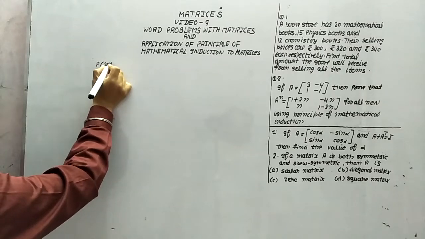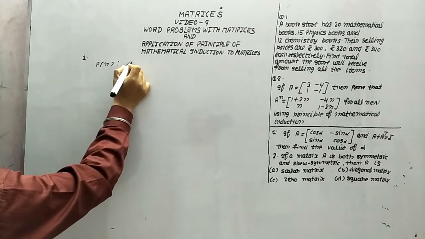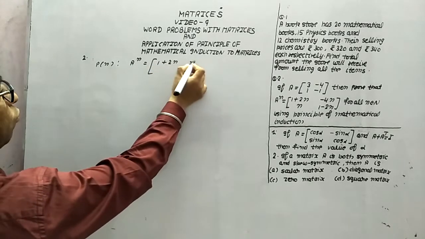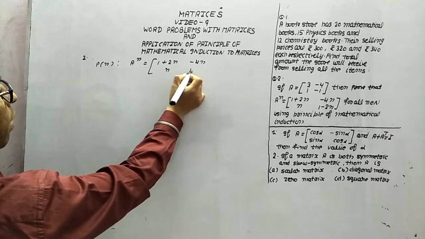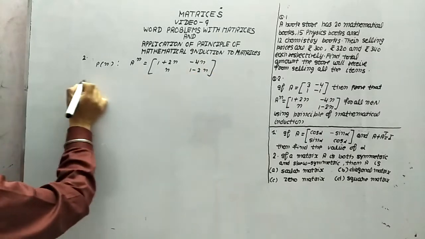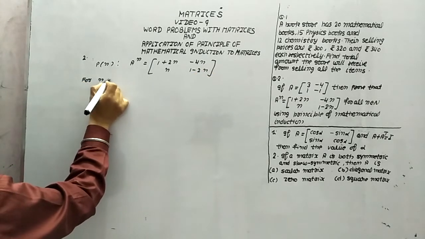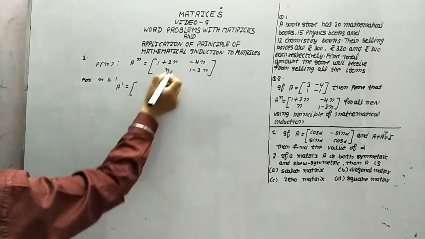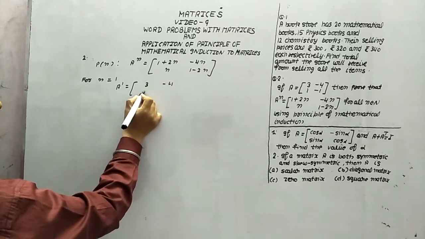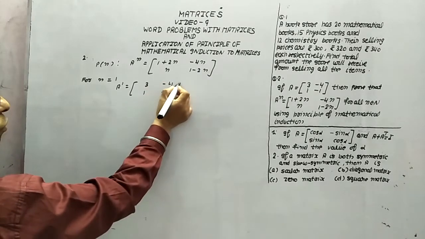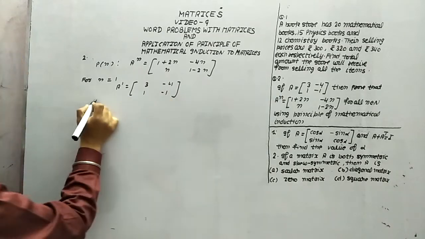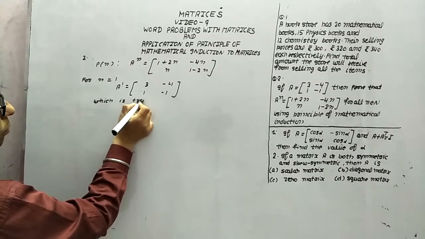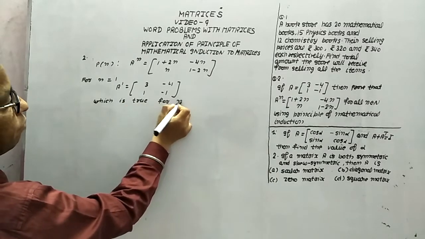As usual we will take P(n) such that A^n is equals to [1+2n, -4n; n, 1-2n]. Now first of all, for n equals 1. For n equals 1, this means A^1, it means [1+2=3, -4; 1, 1-2=-1]. Now this is already equal to A. Hence, it is true for n equals 1.